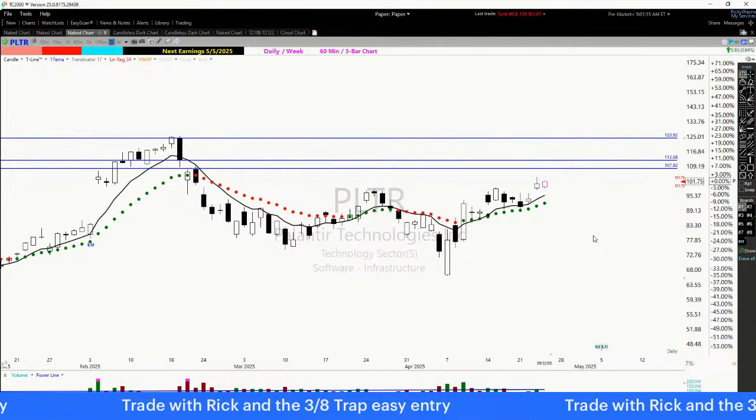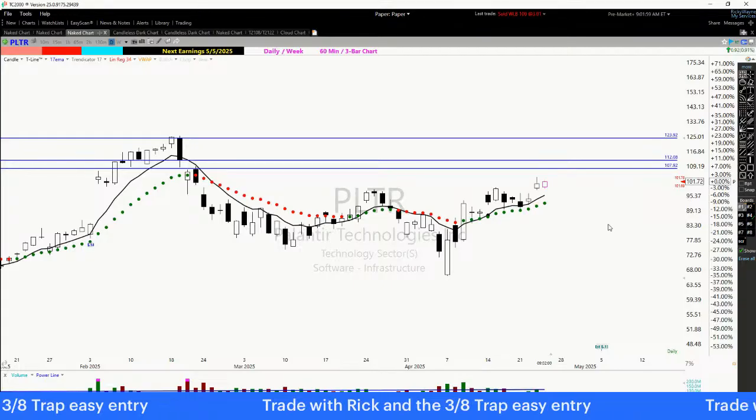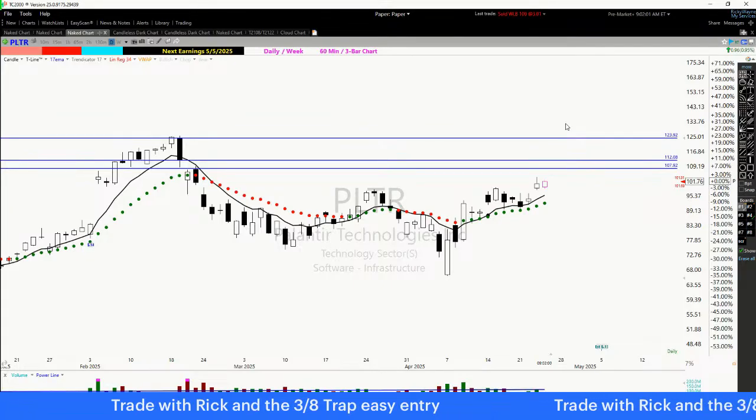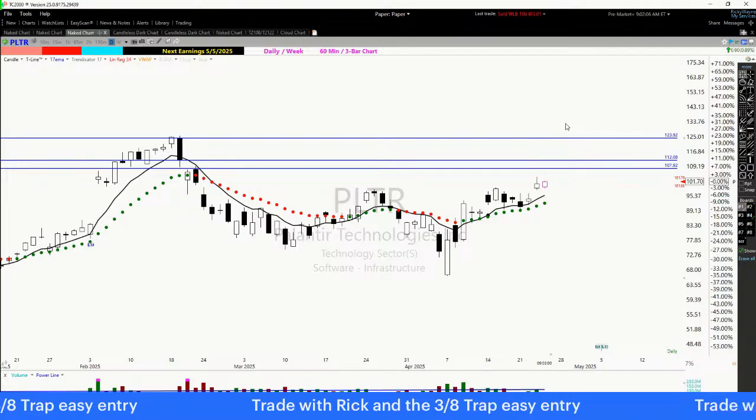Don't pay too high for it. Let it pull back. Don't get caught in fear of missing out. If it moves up and you think, doggone it, I missed it, just wait. It'll pull back. It'll rest. It'll give you a better entry.